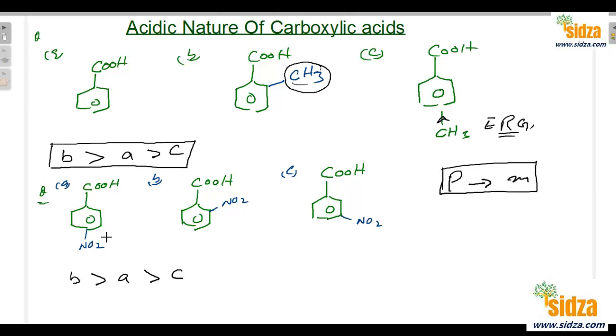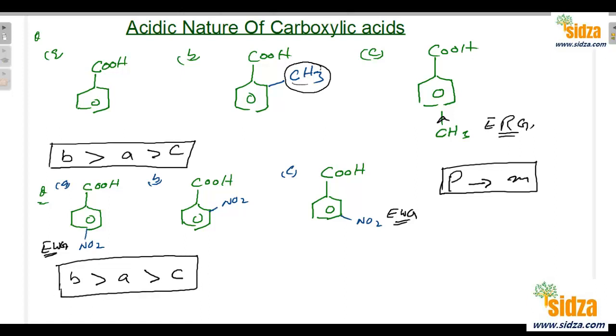Now you have nitro, which is an electron withdrawing group, so that will increase the acidic nature. Here also you have an electron withdrawing group, but as I said, the group at the para position shows its dominant effect. The para substituted product has more effect. So the para nitrobenzoic acid is more acidic than the meta one. And the decreasing order of the acidic nature will be B, A, and C.